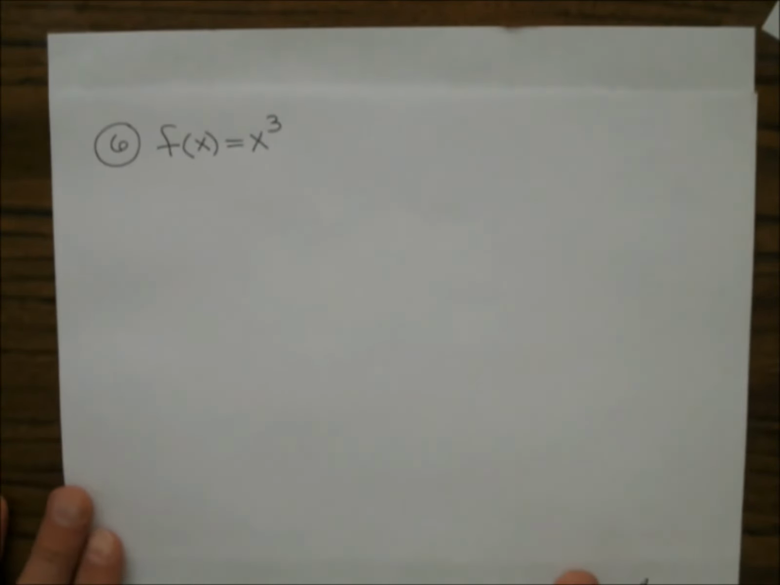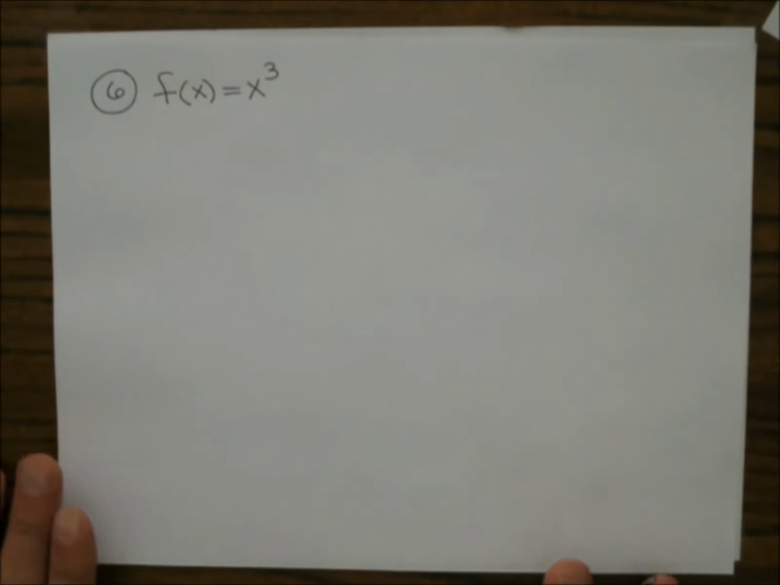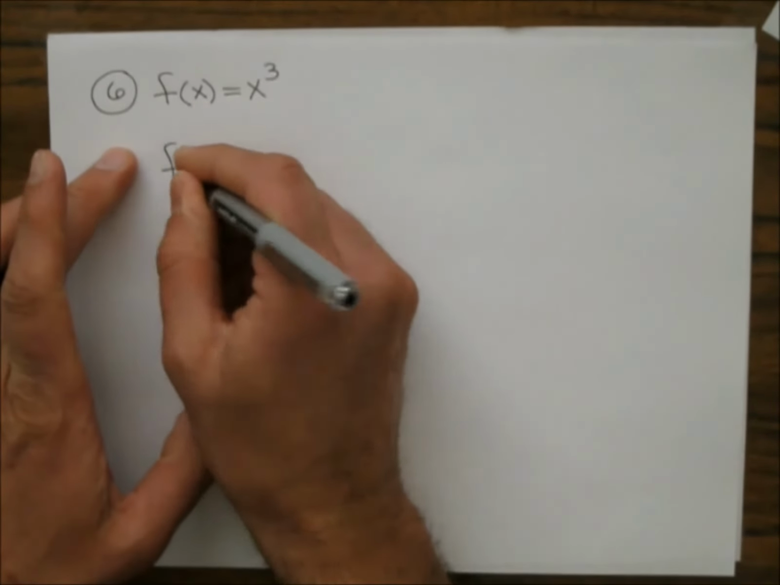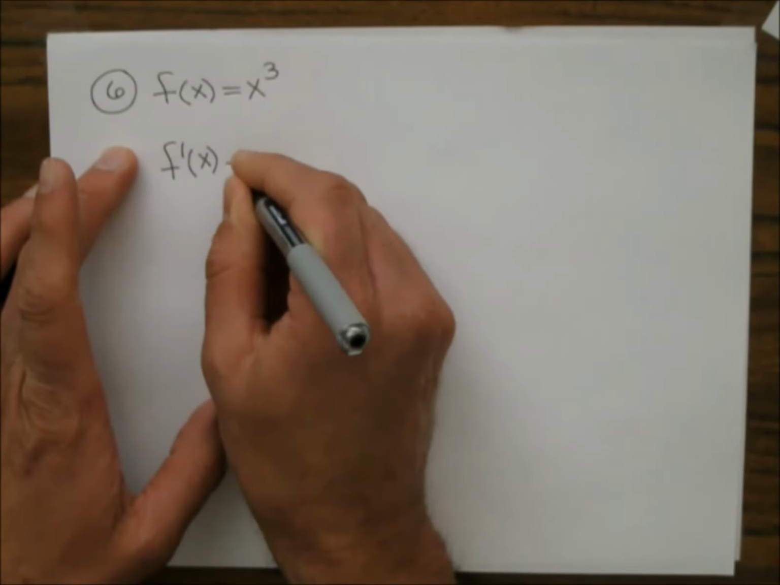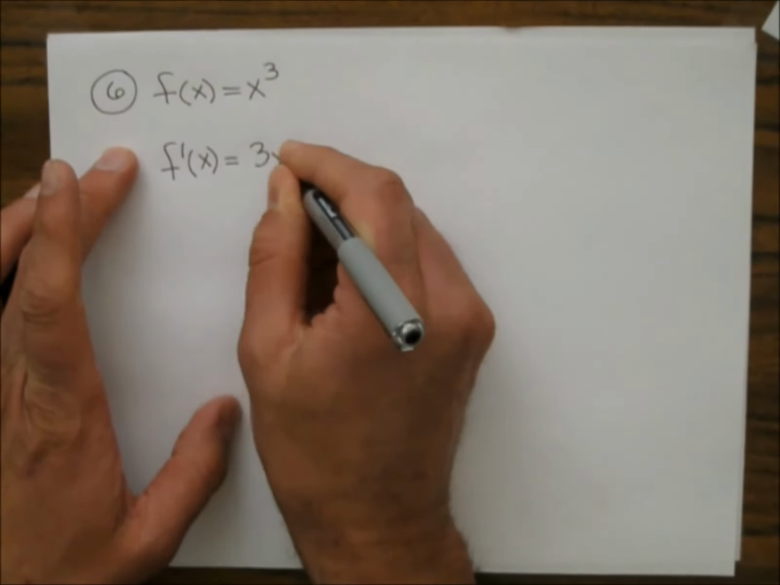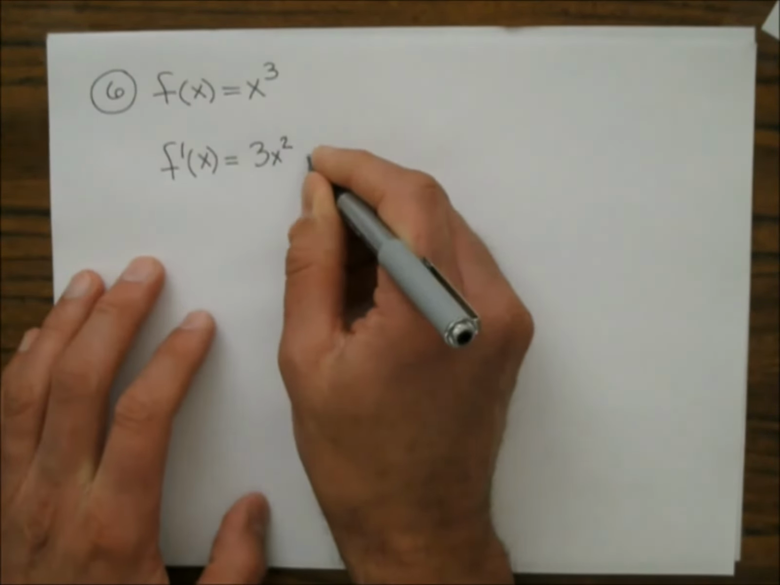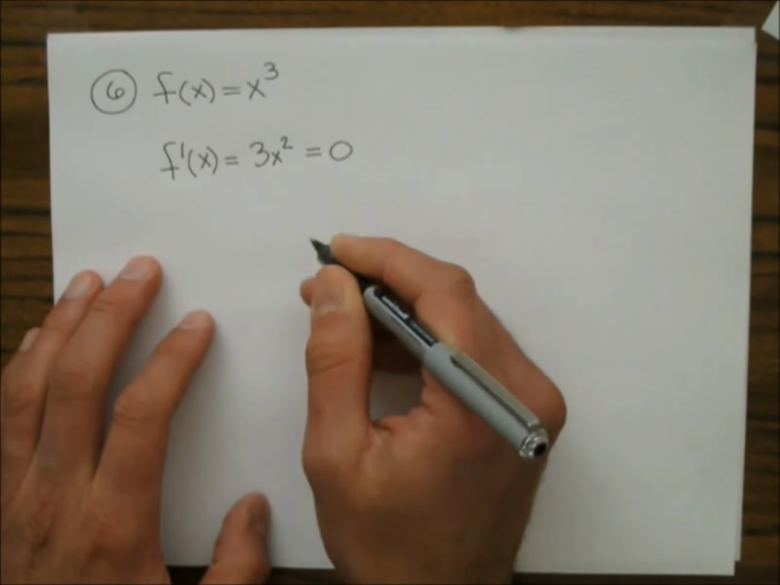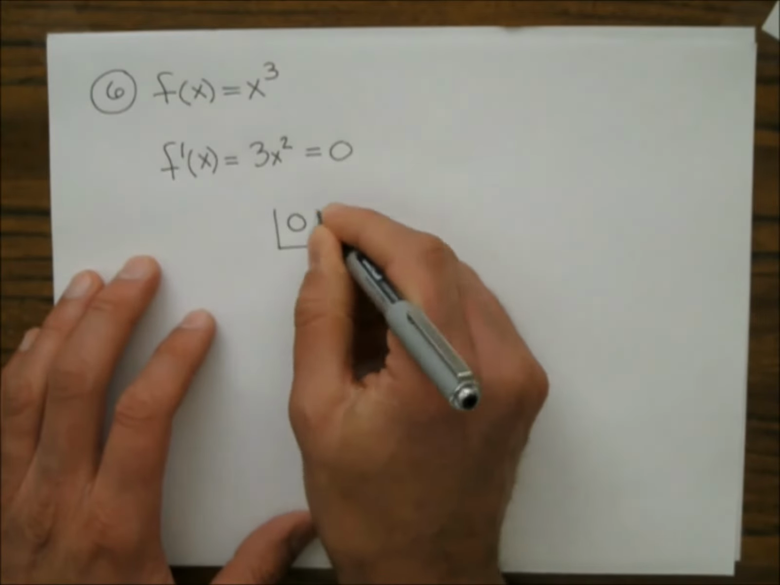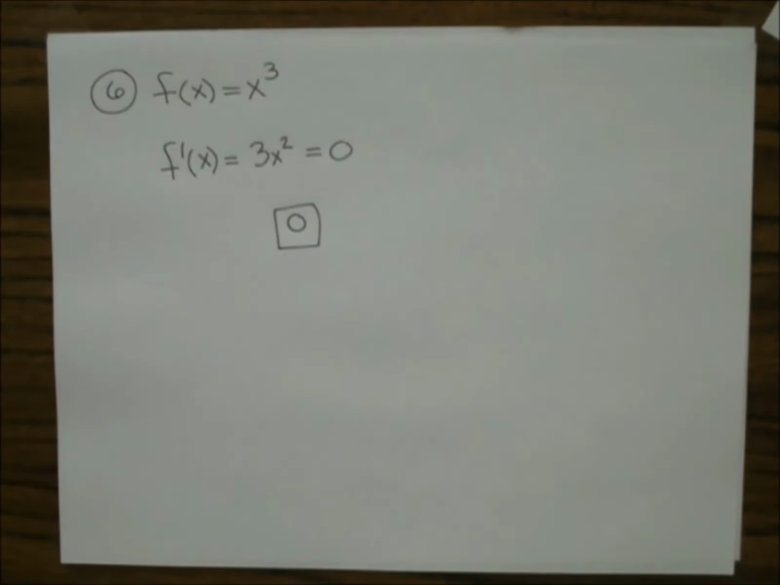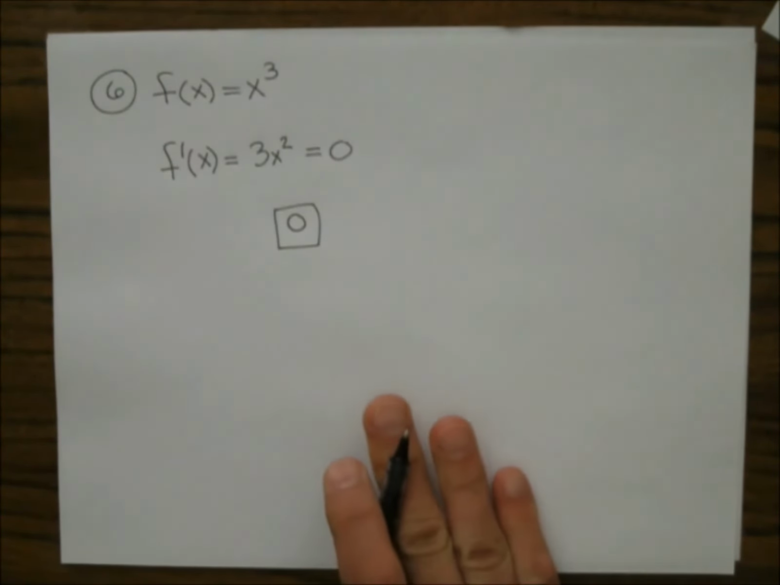And you'll probably be surprised at problem number 6, the fact that it looks like something that's not so challenging. So let's just do this anyway because we want to illustrate something here. f prime equals 3x squared. To find the critical points, you set that equal to 0. The domain is all real numbers, so the critical point is 0. That's the answer for that.